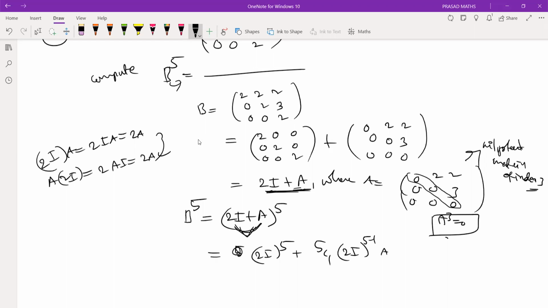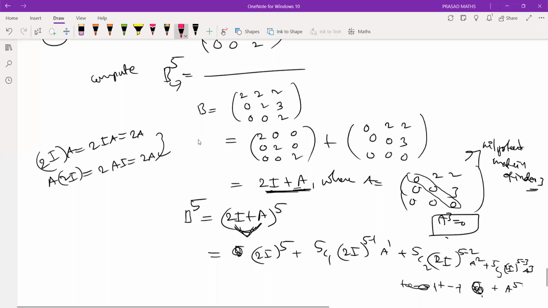A power 1, next 5C2 (2I) whole power 5 minus 2, A square. Next 5C3 (2I) whole power 5 minus 3, A cube. Going on, 5C5 A power 5. You know, I don't require these terms, actually these terms are 0, because A power 3 is 0. Similarly, A power 4 is also 0, A power 5 is also 0.